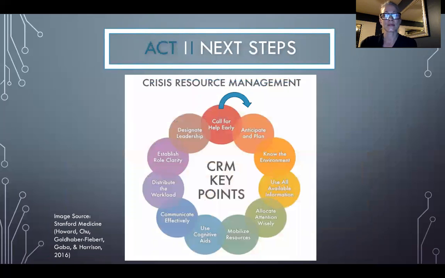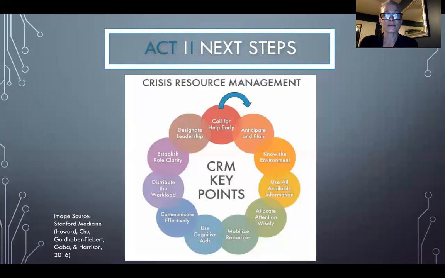So for our next steps, we're looking at crisis resource management. When we think about crisis resource management, there are a lot of key points that we want to address. The first one is always to call for early help. We always want to err on the side of getting more help rather than just getting by with enough. And if we do know any personnel with special skills, we want to get them on board right away so that they can help and not postpone anything during an emergency situation.